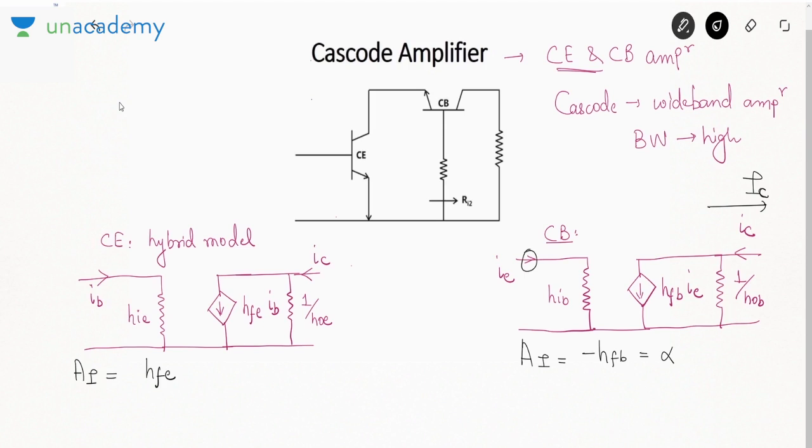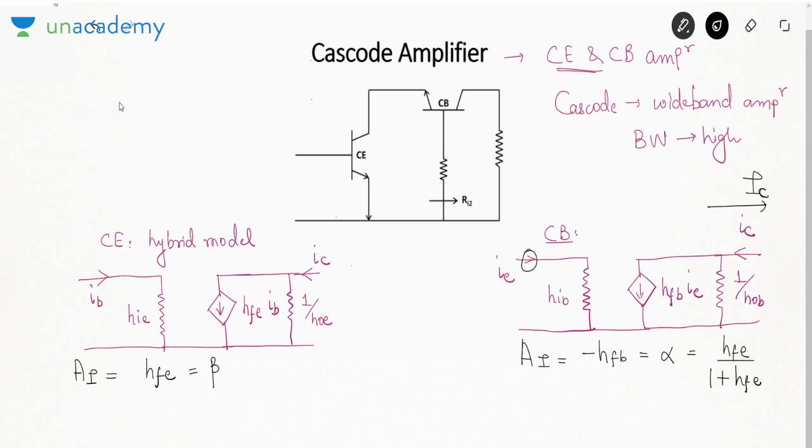Now this is actually equal to alpha. Now what is the value of alpha? Alpha is beta over 1 plus beta. So it is HFE over 1 plus HFE. That is your current gain. HFE means beta. So alpha is beta over 1 plus beta.